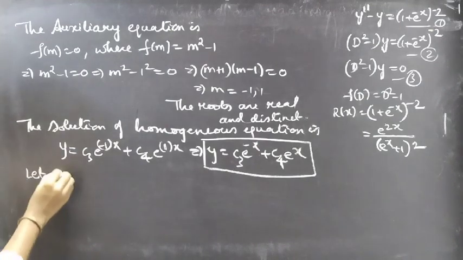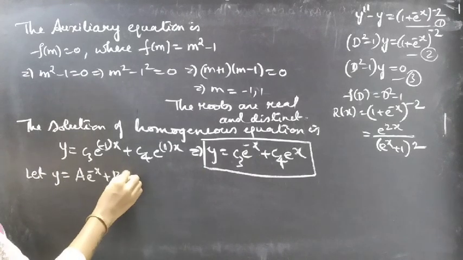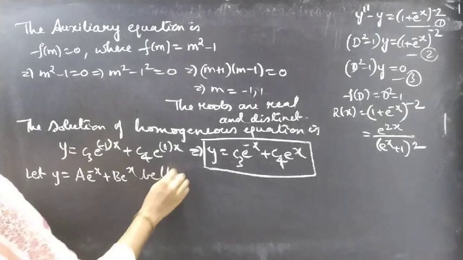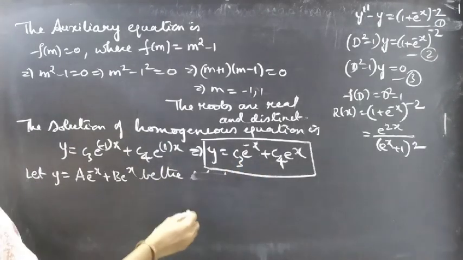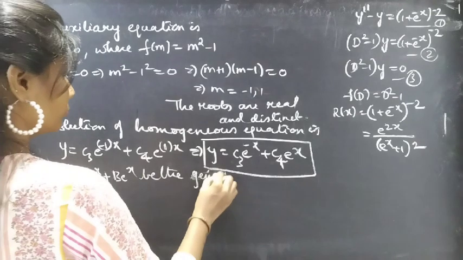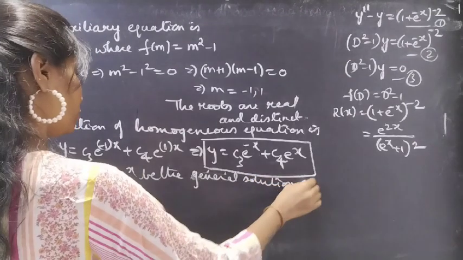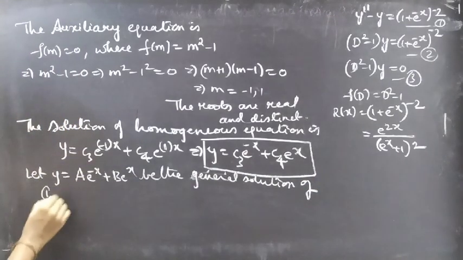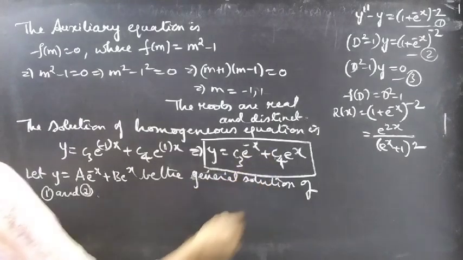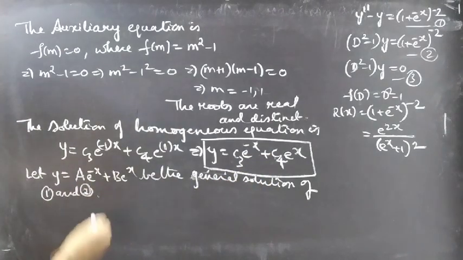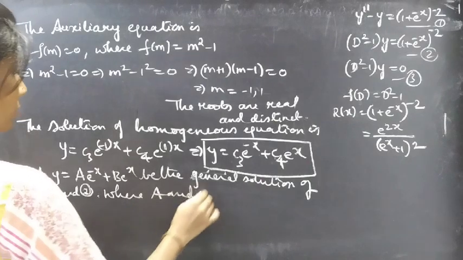Let y equal to a e power minus x plus b e power x be the general solution of 1 and 2. Just replace the constants or parameters with functions of x, a and b, where a and b are functions of x.